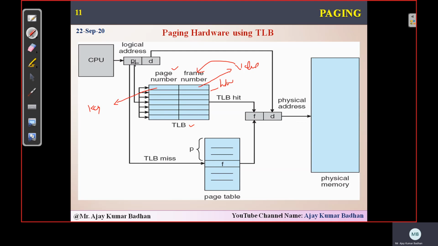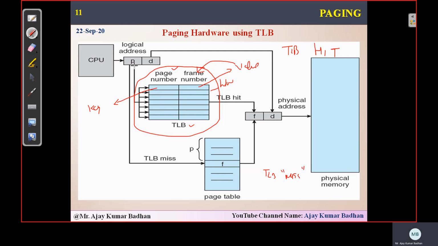Now, the CPU will be generating a logical address P comma D. First, whatever page the CPU is generating, we'll try to find whether it is present in this particular TLB or not. This hardware is going to find out whether that page is available or not. If that page is present within this table, we call it a TLB hit. We have two terminologies here, TLB hit and TLB miss.